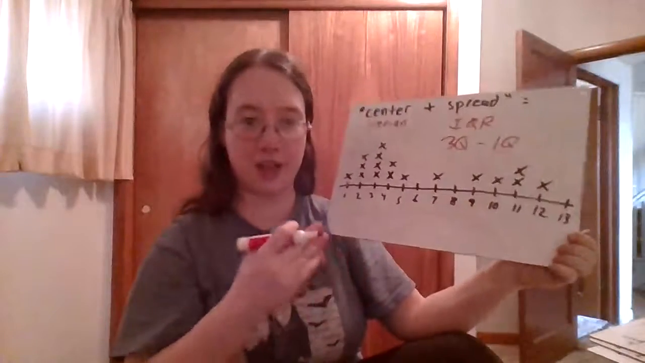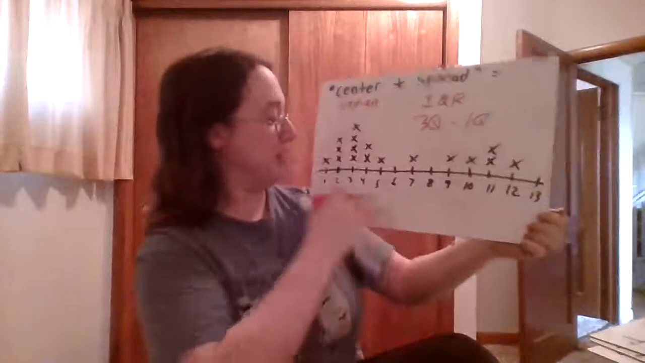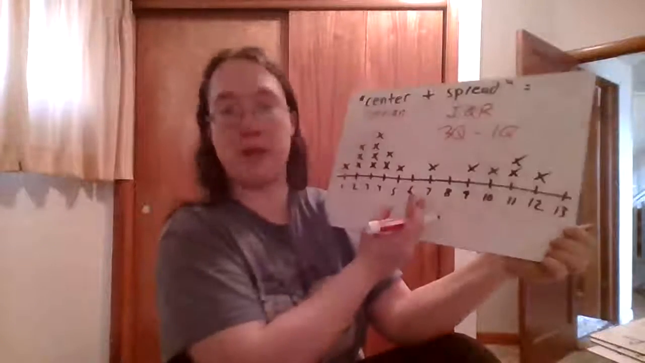Now, if we just have a graph, it's probably going to be easier if we actually have numbers. Because right now, just looking at this, well, it looks like, well, that's the middle of my graph, right?